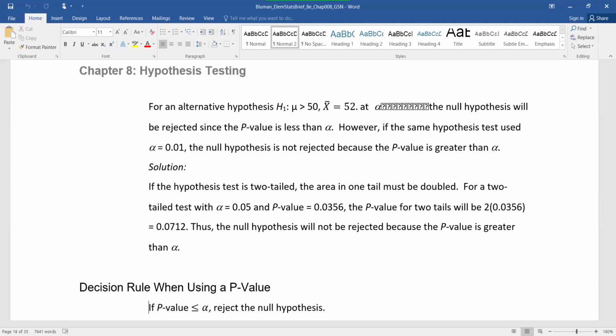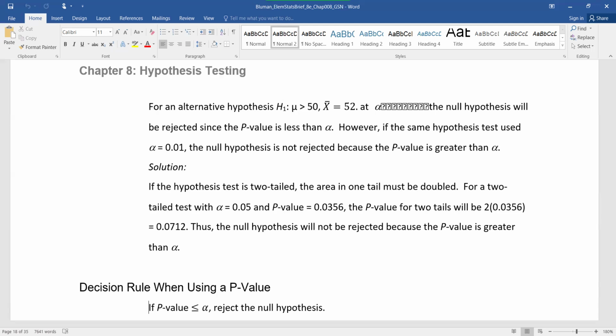So someone did the math and calculated the p-value to be 0.0356, which is inside my 0.05. Again, this is a one-tailed test, so we don't have to divide this by 2. However, if the same hypothesis test is used with an alpha of 0.01, the null hypothesis is not rejected because now it's no longer in the critical region. You now have a smaller significance level, right? Because the p-value is greater than the alpha.